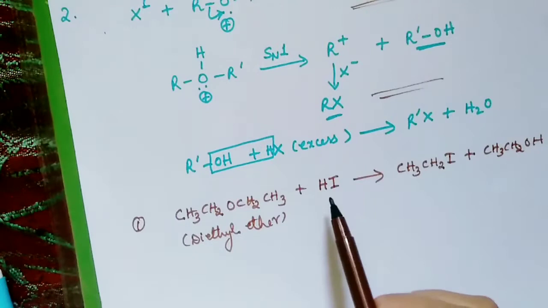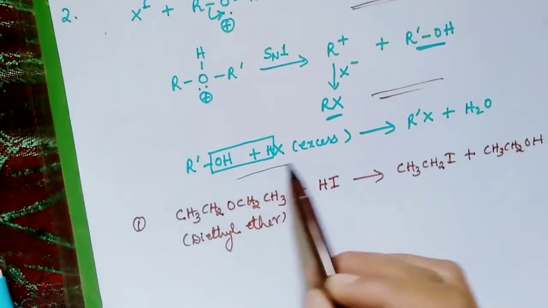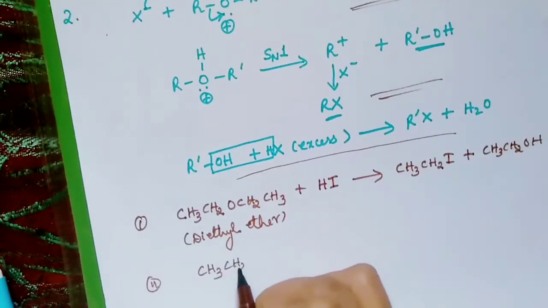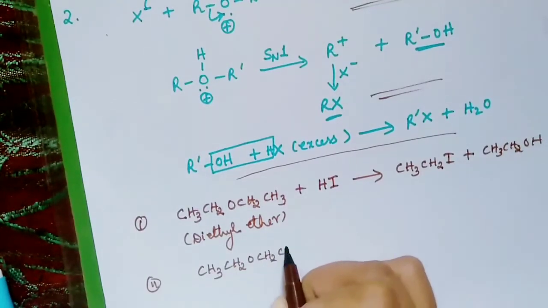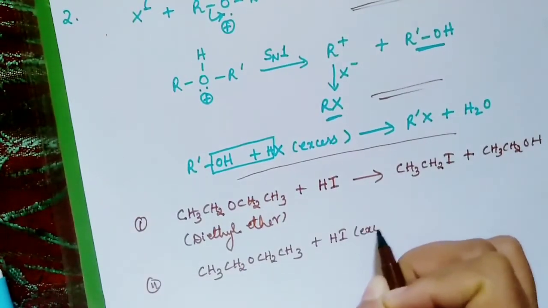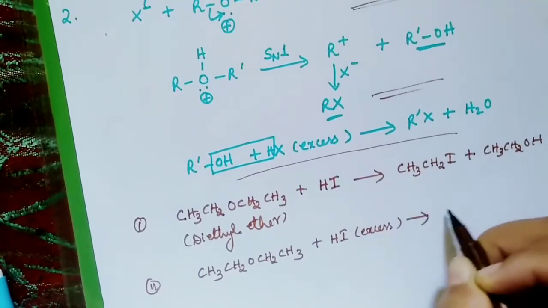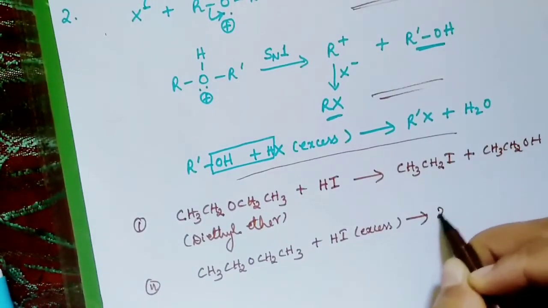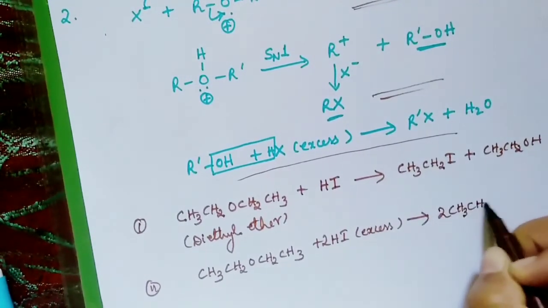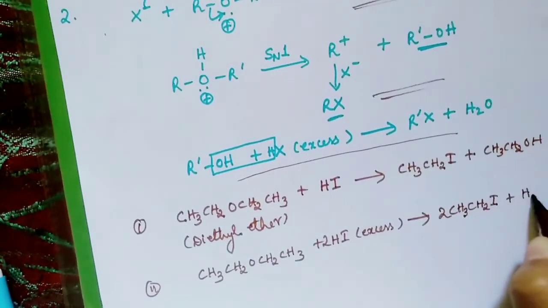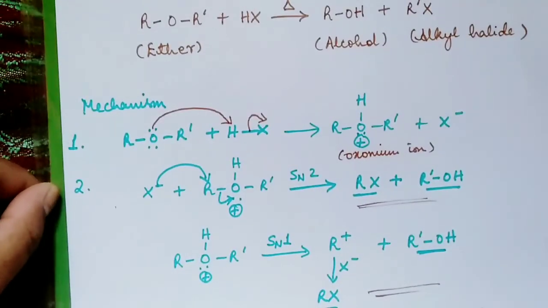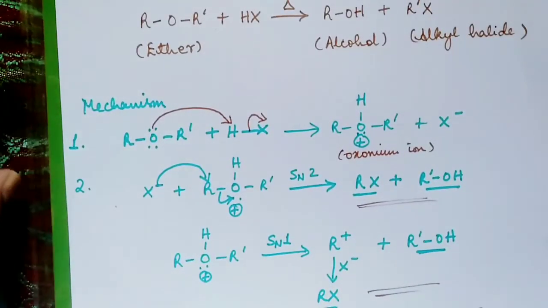But now if you are adding HI in excess, then you will have this one, the same one, diethyl ether with excess of HI. Then what do we have? We have 2 moles of ethyl iodide. This is your ethyl iodide with H2O. Okay, so this is the reaction of ether with concentrated HI or HBr.